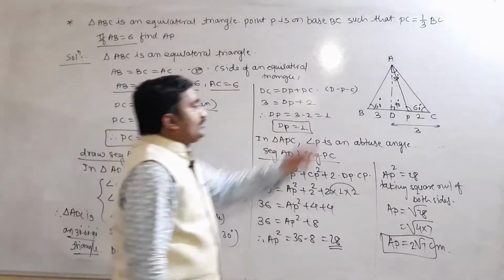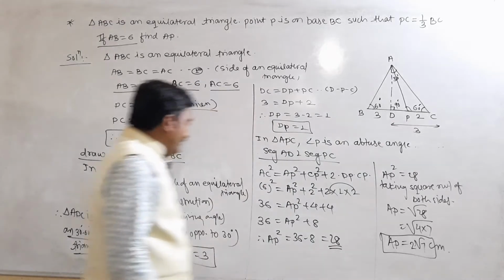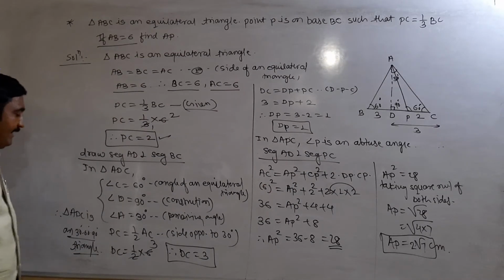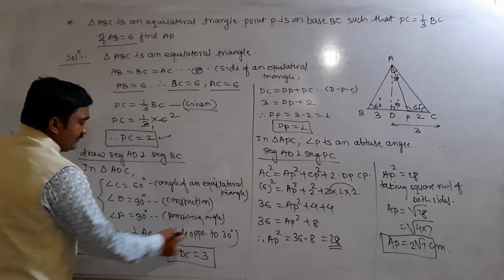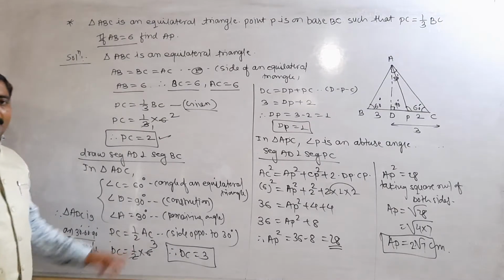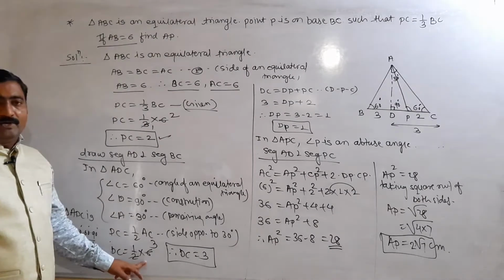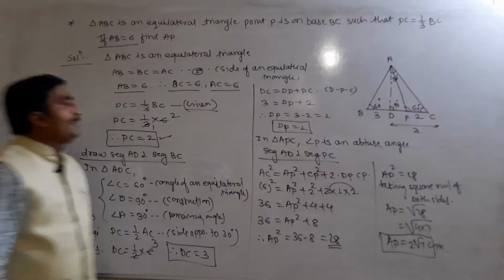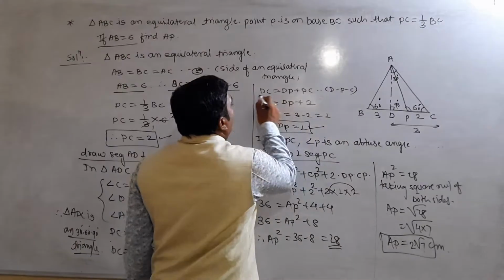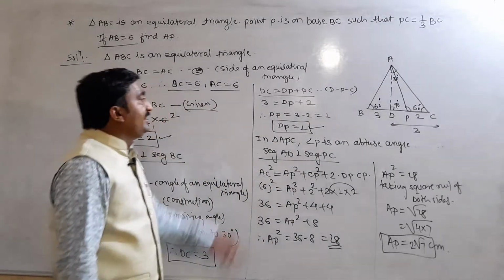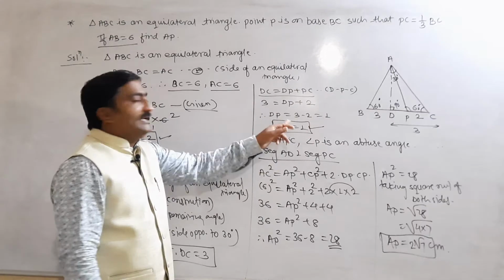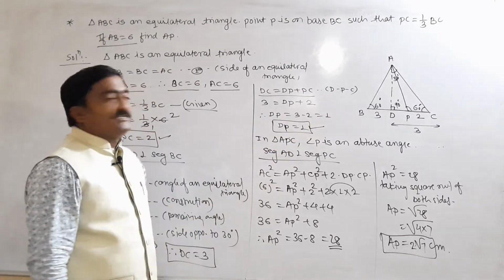So, the side opposite to the 30 degree angle is DC. Therefore, this is a 30, 60, 90 degree triangle. The side opposite to the 30 degrees is half of the hypotenuse, 1 by 2 into AC. 1 by 2 into AC is 6, so 2 3s are 6. Therefore, DC is equal to 3. Then we have to calculate DP. DC is equal to DP plus PC. Value of DC is 3, DP as it is, PC is 2. Subtracting, 3 minus 2 is 1. DP is equal to 1.